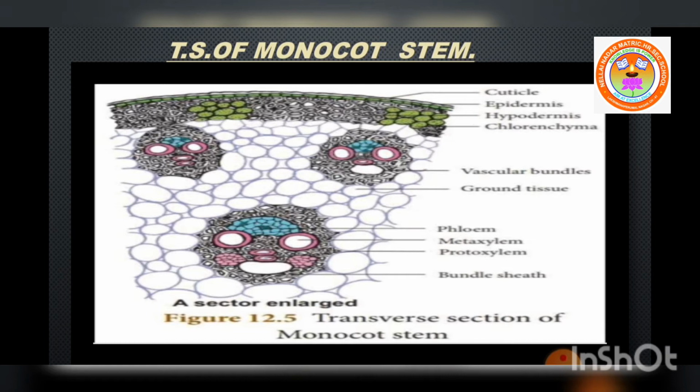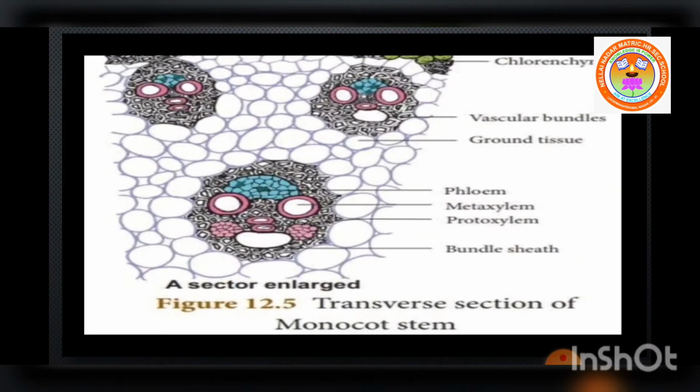Next, vascular bundles. So see the vascular bundles. Vascular bundles are scattered in the parenchymatous ground tissue. Each vascular bundle is surrounded by a sheath of sclerenchymatous fiber called bundle sheath. So what is bundle sheath? Vascular bundle is surrounded by a sheath of sclerenchymatous fiber. This is only called as bundle sheath.